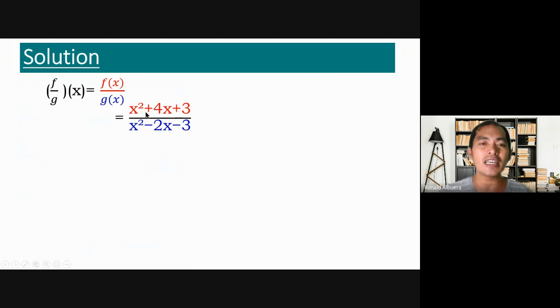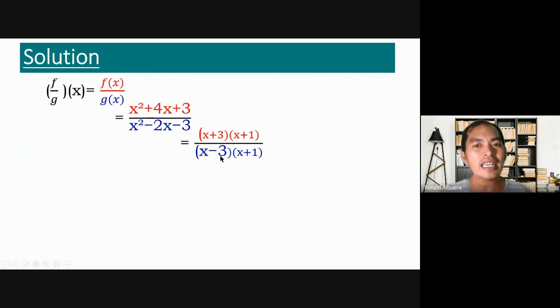Okay, ang numerator can be factored as x plus 3 times x plus 1. Okay? Rather, that's a quadratic trinomial. Ang denominator, ganun din. We can factor x minus 3 times x plus 1. Okay, there is a common factor na x plus 1. Ika-cancel natin. Para ang natira ay x plus 3 over x minus 3.